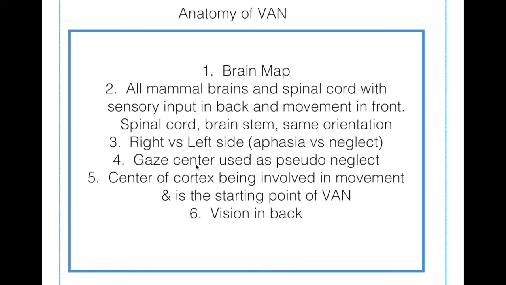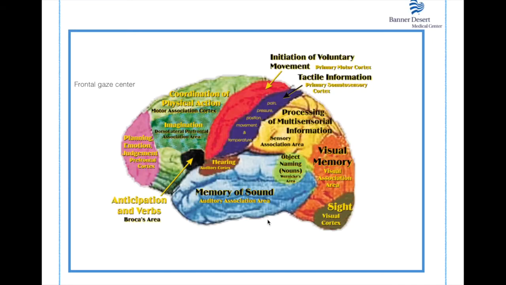Another thing that's important about VAN, gaze preference, we put this under neglect. I know it's a pseudo neglect, but it's also a way to see if there is a large vessel occlusion. And then we also go over the anatomy of why motor testing is central to everything that we do.